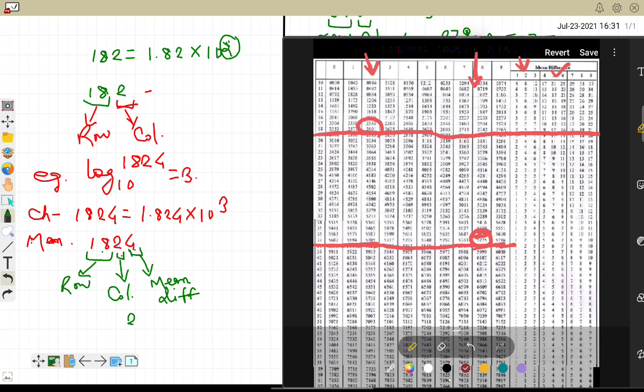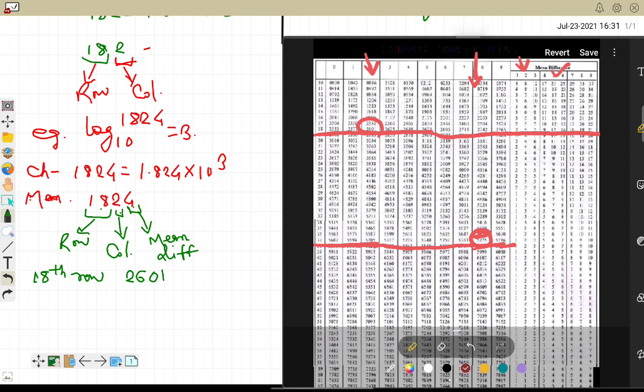So 2601 means this value comes from the 18th row and second column. If you check the 18th row and second column, then we get 2601.